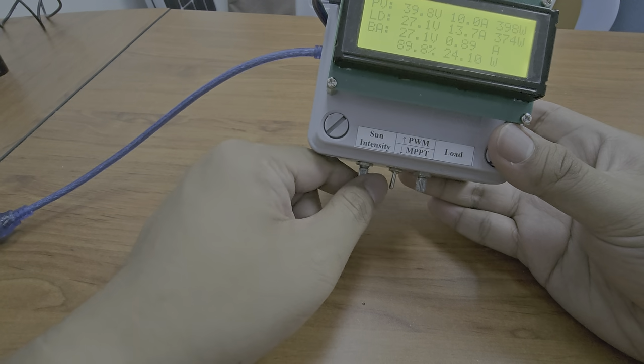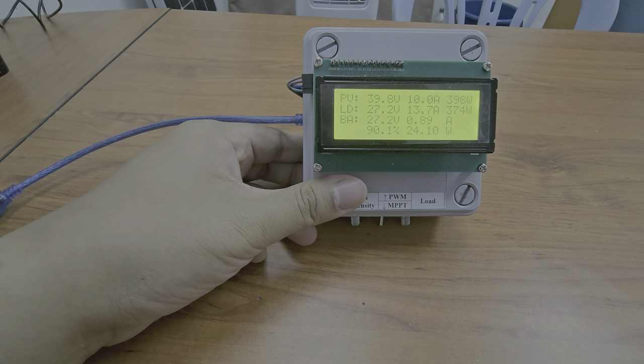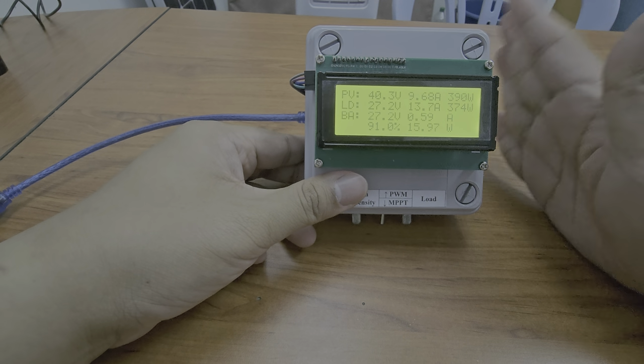Okay, so that's it. I hope this can help you understand how the PWM solar charge controller and the MPPT solar charge controller work. Normally we just choose one. You cannot use both at the same time. This is just for learning purposes.